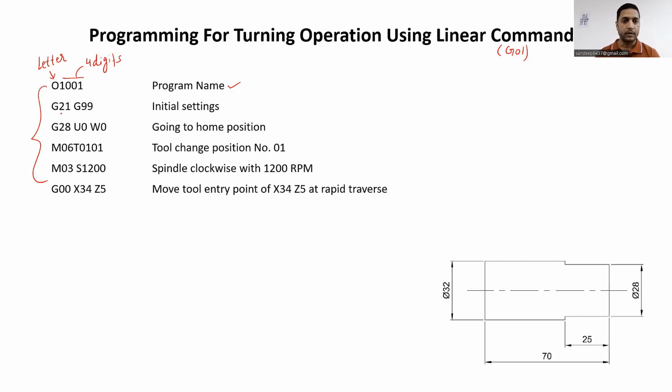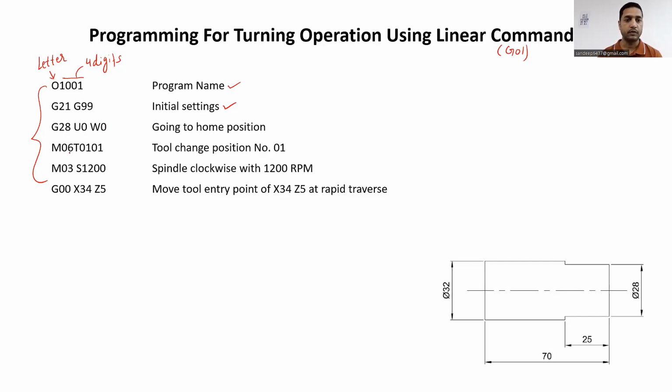After that we have some initial settings like G21 and G99. G21 is for input in mm because the dimensions are shown here in mm. But if the dimensions are shown in inches, then we will use the G20 code here. And G99 is a G code for feed in mm per revolution. In case of feed in mm per minute, we will use the G98 code here. So these are our initial settings. After that, we have G28 U0 W0, which means going to the home position.